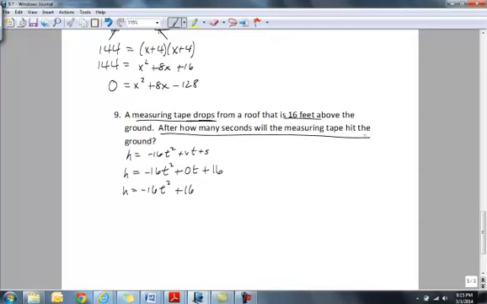Okay, after how many seconds will the measuring tape hit the ground? Well, this is where height is 0. So 0 is equal to negative 16t squared plus 16. Let's see if we can remember that decision tree. First thing we do is factor out a GCF. I noticed that both terms, there's 2 of them, of course, have a 16. There's a negative 16 here, and I don't like my a being negative, so I'm going to factor out a negative 16. What's left over is t squared minus 1, because I factored negative 16 out.